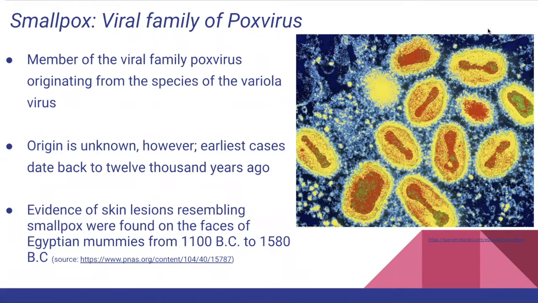So, smallpox is a member of the viral family Poxvirus, and it originated from a species of the variola virus. The origin of smallpox is unknown. However, the earliest cases date back to 12,000 years ago during the first agricultural settlements in northeastern Africa. Sources claim that it spread from Africa to India by means of ancient Egyptian merchants. The earliest evidence of skin lesions, such as those that resemble smallpox, were found on the faces of Egyptian mummies from 11,000 BC to 1580 BC.